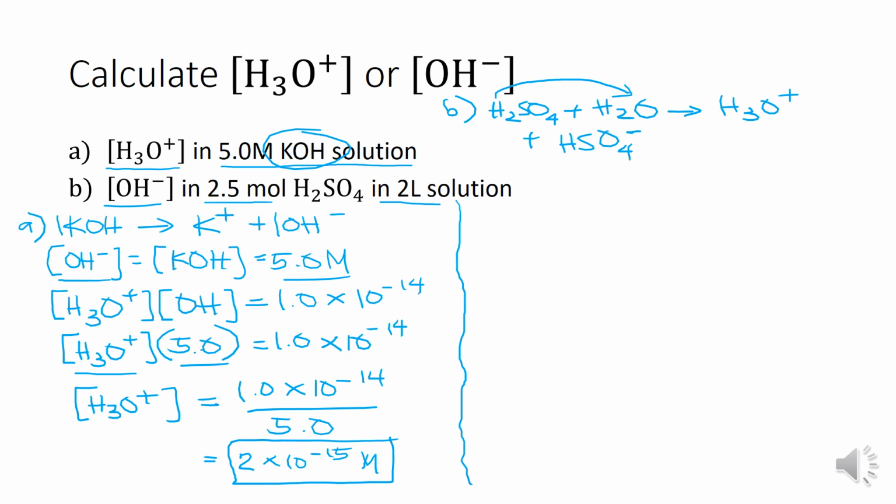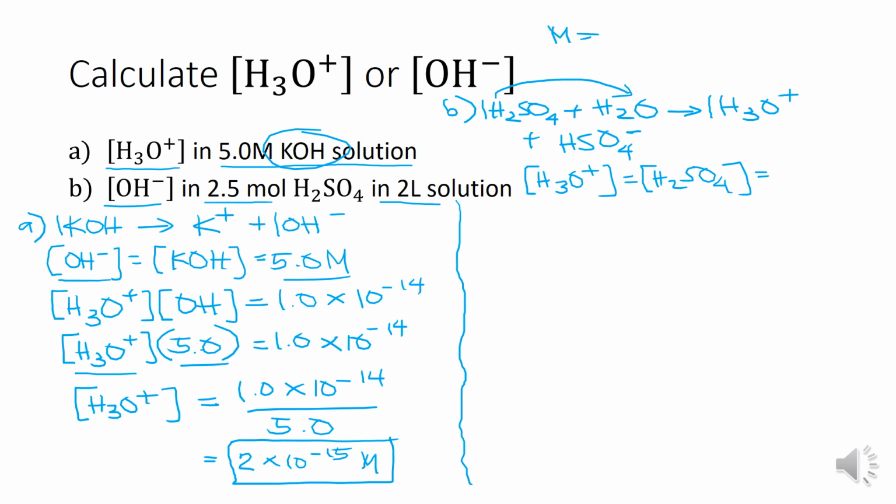For 1 mole of sulfuric acid, we will be able to produce 1 mole of hydronium ions. So they have the same number of moles and they are in the same volume of solution. Therefore, we can say that the concentration of hydronium ions is equal to the concentration of sulfuric acid. And we can calculate this concentration of sulfuric acid using the definition of molarity.